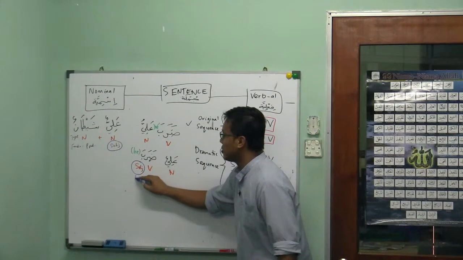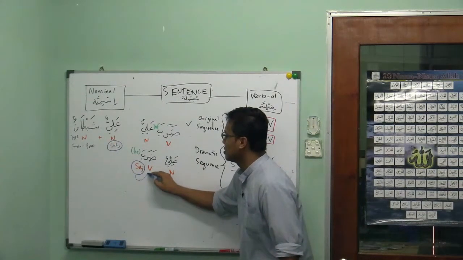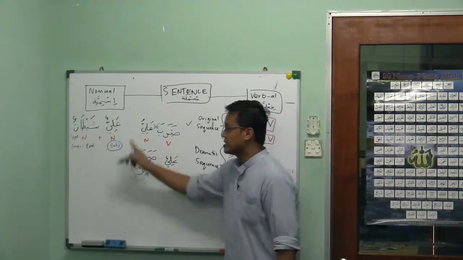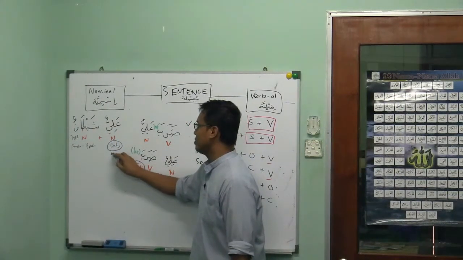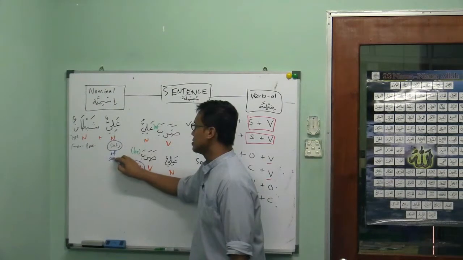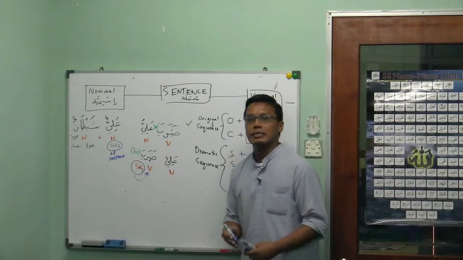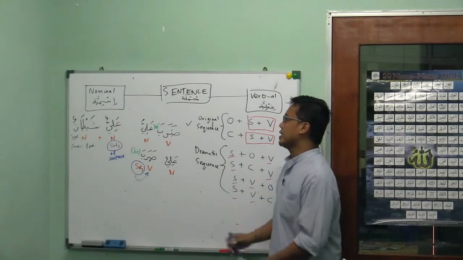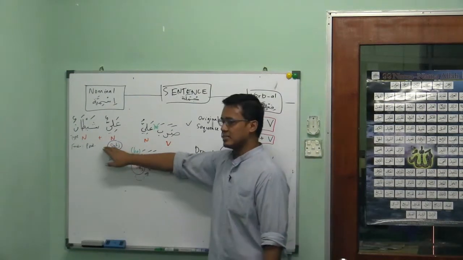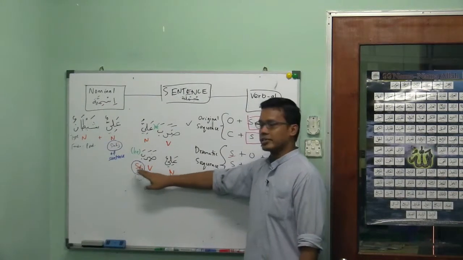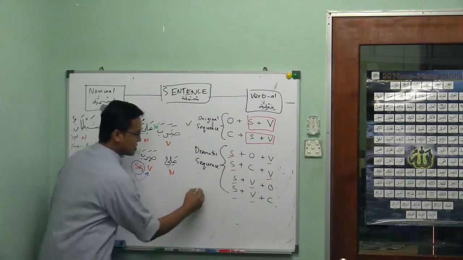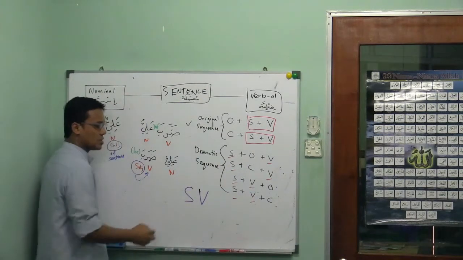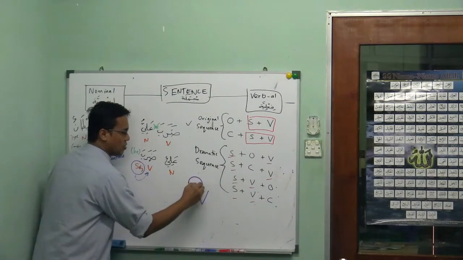This is the subject of the verb. Is there any verb here? No. This is the subject of the sentence. Okay. This is the subject of the sentence. This is the subject of the verb. So when we are talking about VS, we are talking about this subject is the subject of the verb.